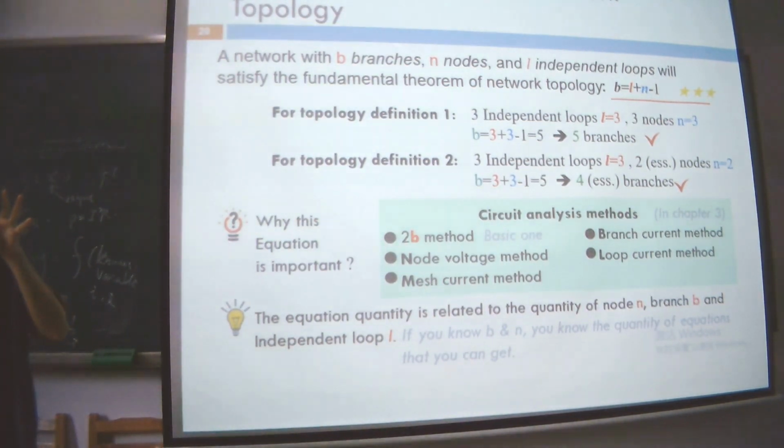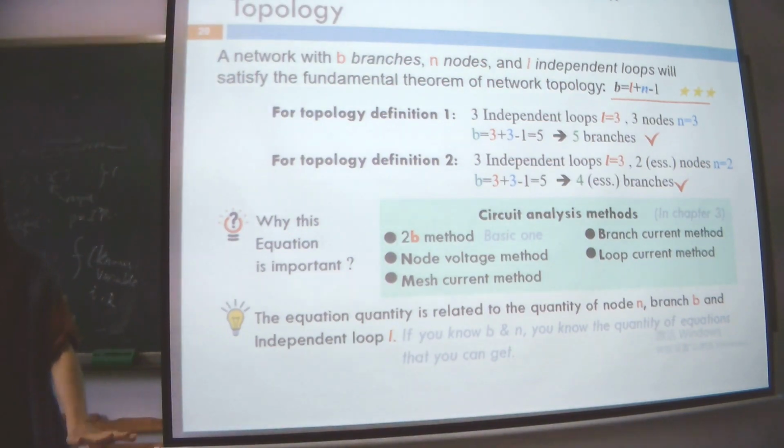From the topology, we know N, we know B, we know L. And then we can decide which method is the best before we start. Because for one problem, we have many ways to solve it. All the methods can solve it, but we have a best method to save our time.